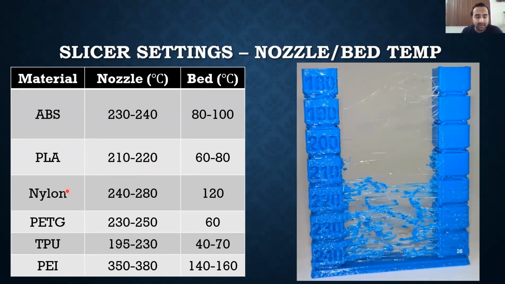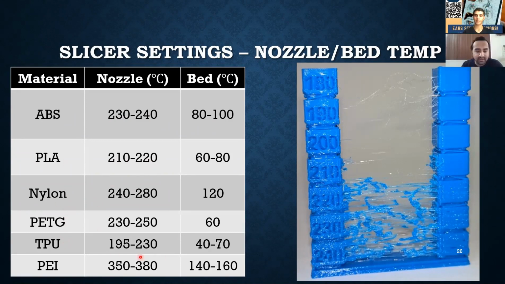And generally for the rest of these, I would use these settings. The only ones that really require you to have a heated bed are ABS, nylon, or PEI. I've been able to print PETG, TPU, and PLA without having a heated bed, and it works just fine for me. You can see here what happens if you don't take care of your bed temperature.